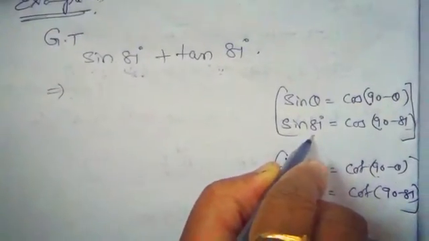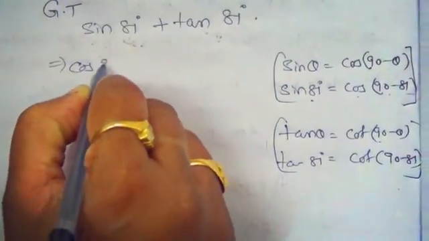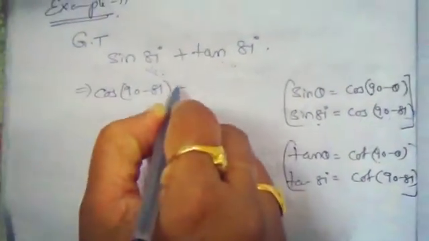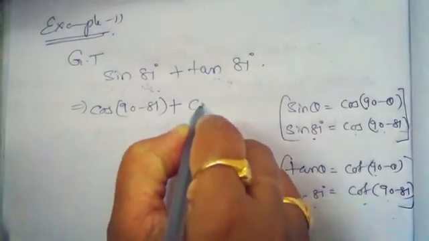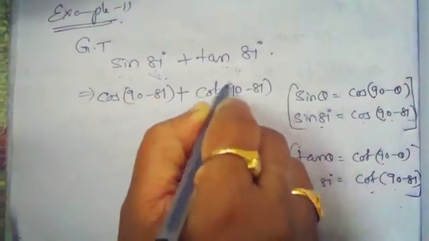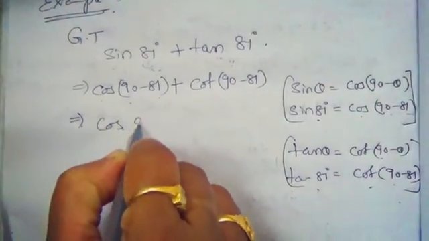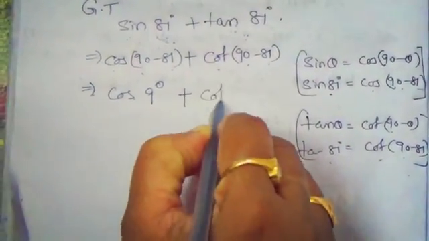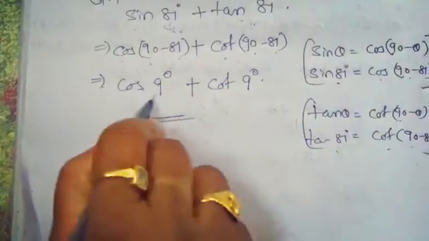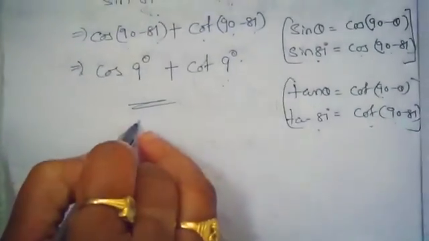In the place of sin 81, I am taking cos 90 minus 81, plus tan 81. In the place of tan 81, I am taking cot 90 minus 81. Okay, that implies cos 90 minus 81 means 9 degrees, plus cot 90 minus 81 means cot 9 degrees. That's it. So this angle is in between 0 and 45. Just like that you have to do this sum.